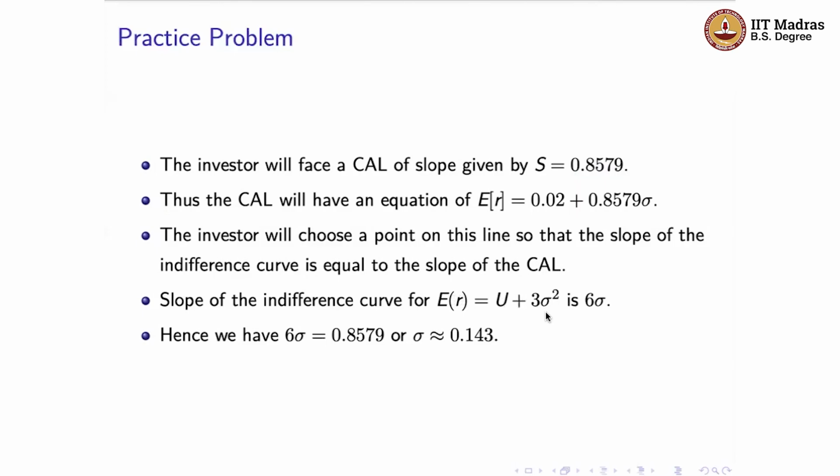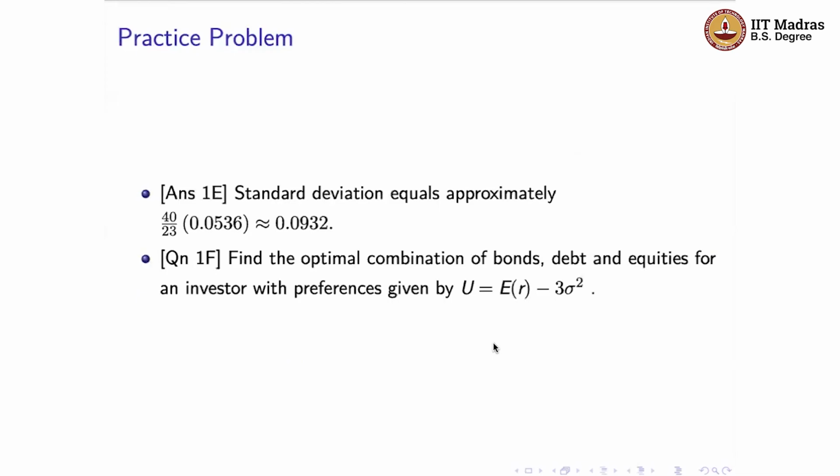So at the optimal point, we must have 6 sigma equal to 0.8579. 6 sigma is the slope of the indifference curve, and 0.8579 is the slope of the CAL. And so from here, we end up getting that sigma is equal to 0.143. Now, how does that help us answer the question?